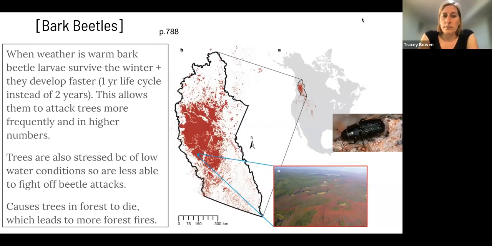The trees are stressed because of low water conditions and additional attacks by these beetles. So their immune systems are less effective at fighting off the beetle attacks. And eventually the forests start to die. So you can see here all of this red, this is dead pine trees. And if your forest is filled with dead pine trees, they're like tiny little matchsticks just waiting to go up in flames, which is why Canada is struggling so much with forest fires these years, because bark beetles are killing off a lot of the trees. And additionally, it's very, very dry. So almost anything will set the forest on fire.